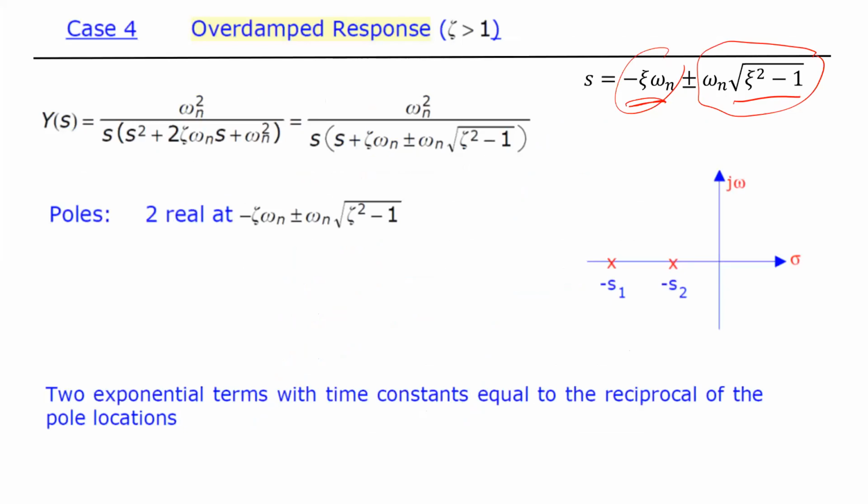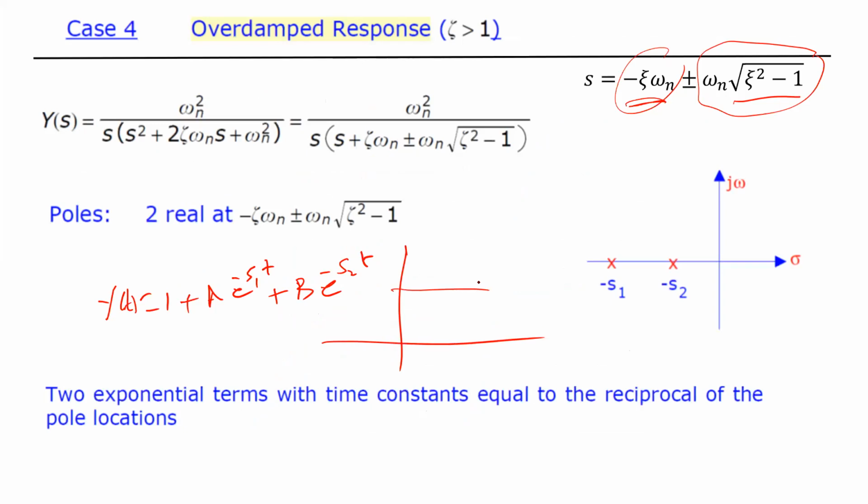Well, y of t is going to be, if you look into it, basically y of t equals a e to the power minus s1 t plus b e to the power minus s2 t, whatever the values of a and b are. And the response, if you want to plot it, is again similar. It will be very similar to the critically damped case. It will take more time.